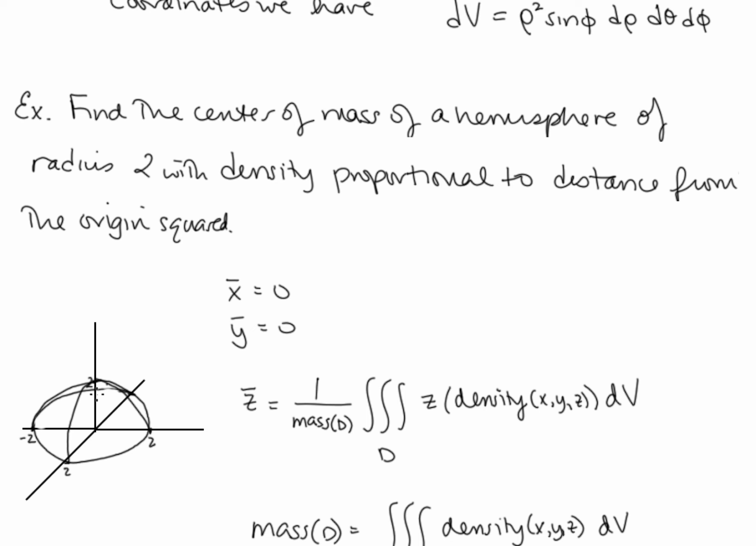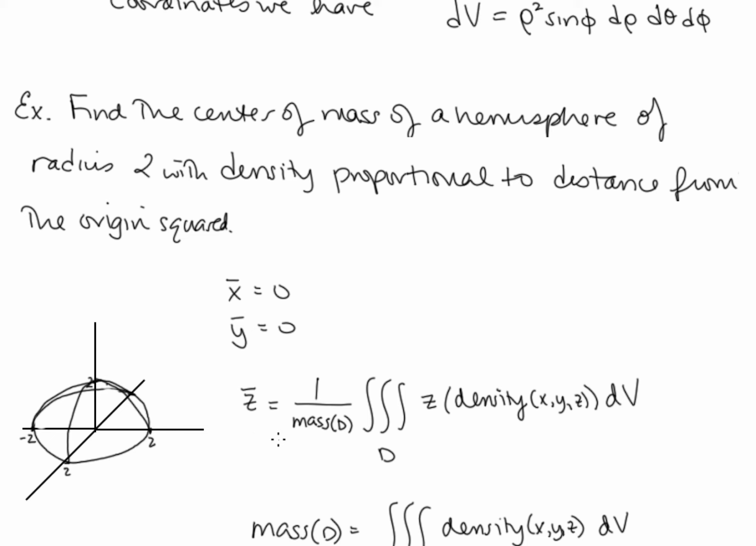And based on symmetry, we're going to guess that x bar and y bar are equal to 0. But let's talk a little bit more about that. It's not just the symmetry of the region that's important. It's the symmetry of the density function on this region. We can see that this region is symmetric in x and y, but notice also that the density function is also symmetric in x and y. Because of that, and because we're centered at x equals 0, y equals 0, we're expecting the center of mass to have x coordinate and y coordinate equal to 0. So the real job here is to figure out what's the z coordinate of the center of mass.